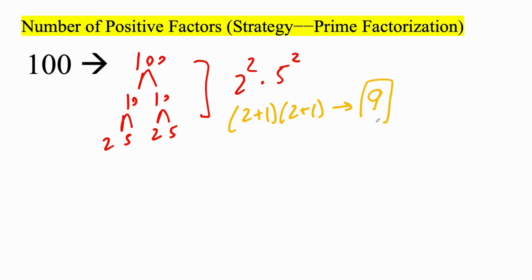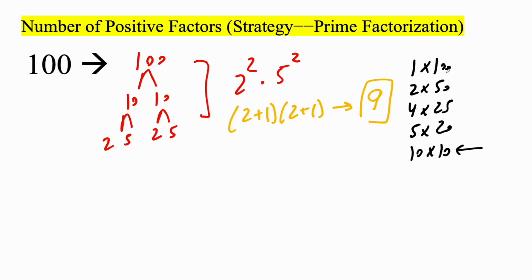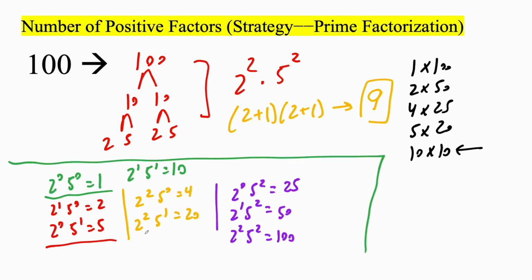So 9 possibilities. Of course, we could list them out ourselves. 1 times 100, 2 times 50, 4 times 25, 5 times 20, and 10 times 10. So 10 times 10 counts as 1. And then we have 2, 4, 6, 8. So we have 9. Next, I'm going to list it out the other way: 1, 2, 3, 4, 5, 6, 7, 8, 9.